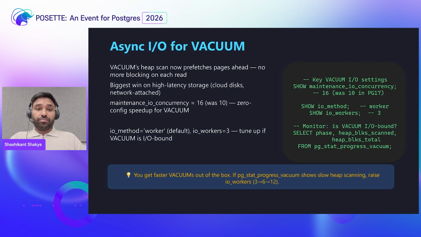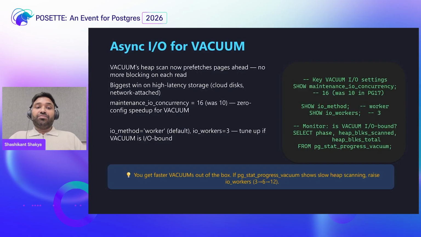Prior to PG18, vacuum heap scans were entirely synchronous. It had to request a page from the disk, wait for that I/O to complete, then process it, and then request the next page. On network-style storage like cloud disk, NFS, or SAN, this wait time adds up dramatically.